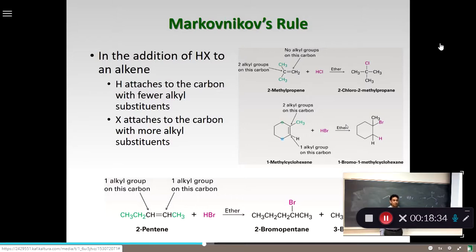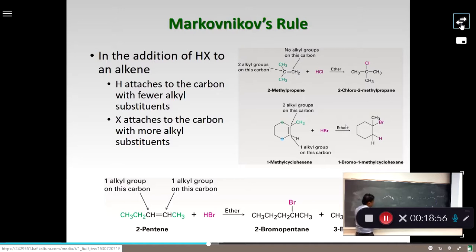But it doesn't matter. So according to Markovnikov, he never said that in his words, but according to Markovnikov, hydrogen is like money. So when hydrogen goes to a carbon, it goes to the carbon with more money, or in other words, it goes to a carbon with more hydrogens.